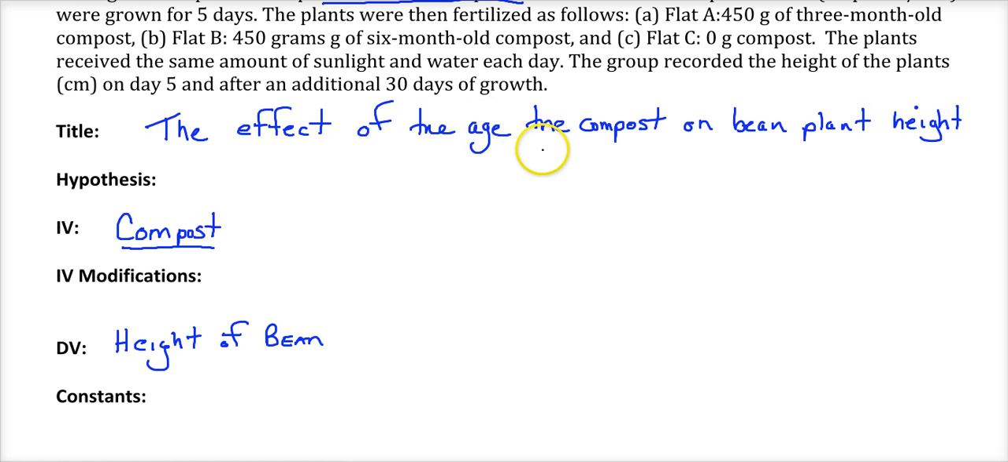Simple. Independent variable, dependent variable. The compost is going to do what? Force the bean plant, if in fact there is an effect, to change. All right? What's the hypothesis?